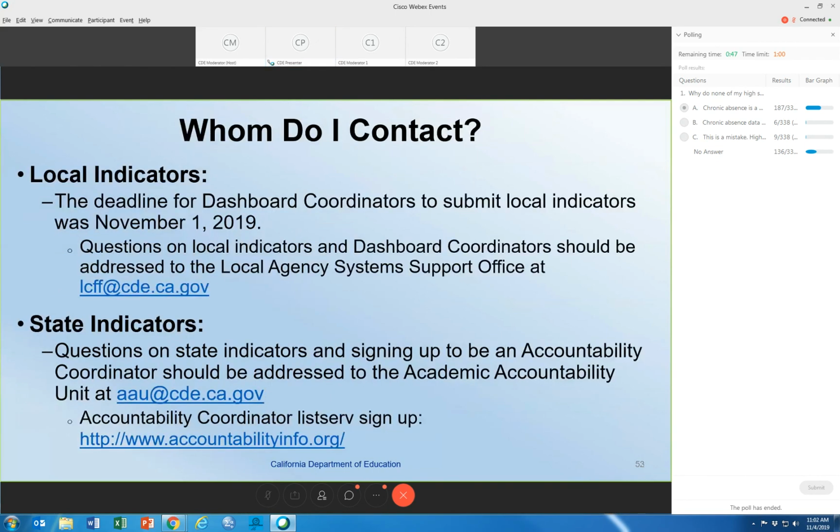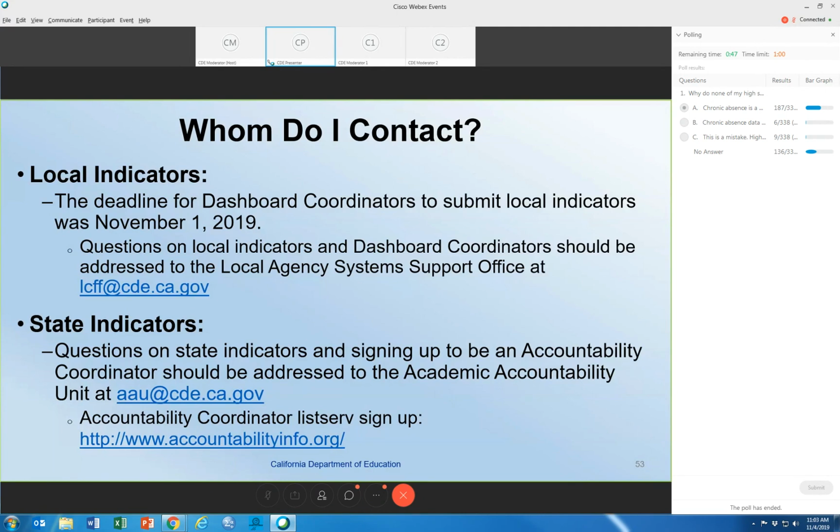So the local indicators, as you probably already know, the deadline for that was November 1st, 2019. The department did send out an email to everyone for those districts and schools that were affected by the wildfires and affected by not having electricity from PG&E. We were asking if they were affected by those wildfires and were unable to upload their local indicators. So we're waiting to hear back from people on that.